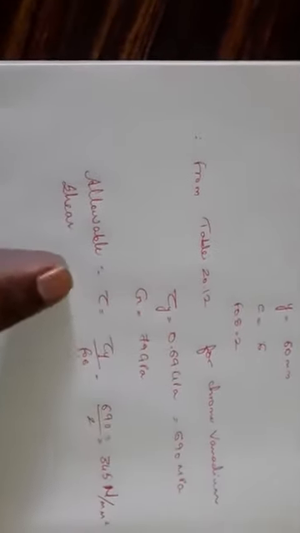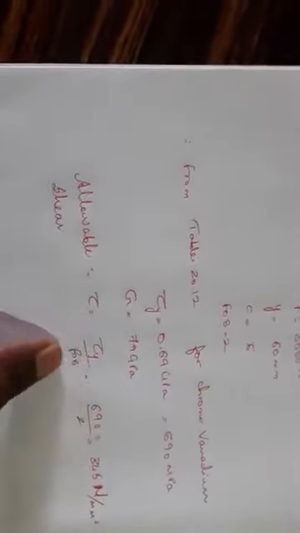Now allowable shear stress tau is tau y upon Fs, that is 690 upon 2, that's 345 Newton per mm square. So the table 20.12, for chrome vanadium, the tau y shear stress yield is 0.69 GPa or 690 MPa, and the modulus of rigidity is 79 GPa.